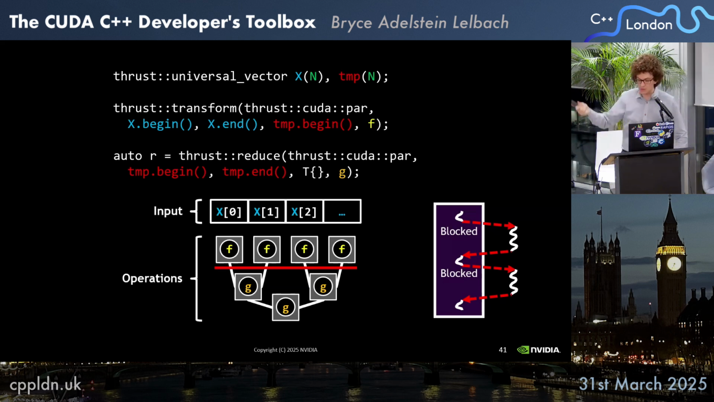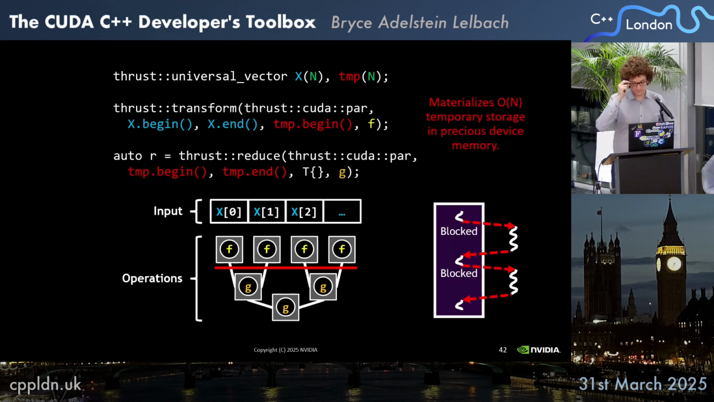We wait on the host for the transform to finish before we can start on the reduce, even though there's nothing that we need to do on the host with the result of that transform. Additionally, we've had to allocate temporary storage for the transformation, which will waste precious device memory and cause expensive and unnecessary loads and stores from device to global memory.